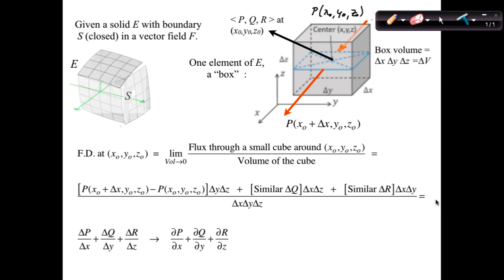So you end up getting the change in p per change in x plus change in q per change in y plus change in r per change in z, which we know is the divergence formula. So this is more along the lines of the proof, kind of a skeleton of the proof, that the flux density is the same as divergence.